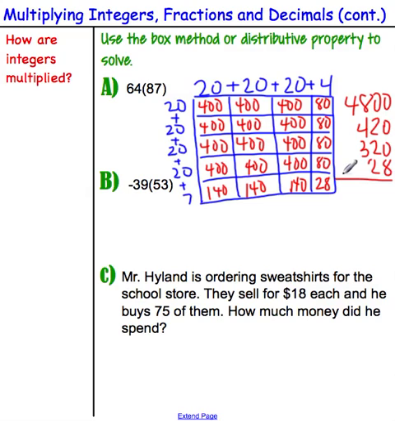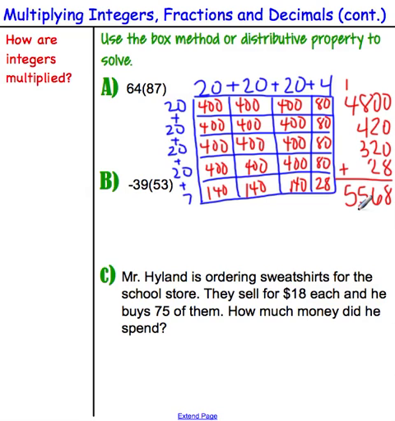So then we add those up. We got 8, 2, 4, 6. 4 plus 3 is 7, plus 8 is 15. Carry the 1. 4 plus 1 is 5. So that's 5,568. Now, I'm not saying you can't go the traditional route of long multiplication. However, a lot of you I know struggle with long multiplication.